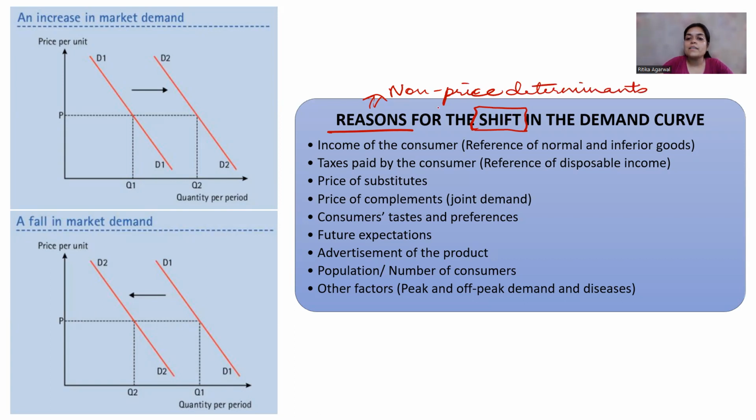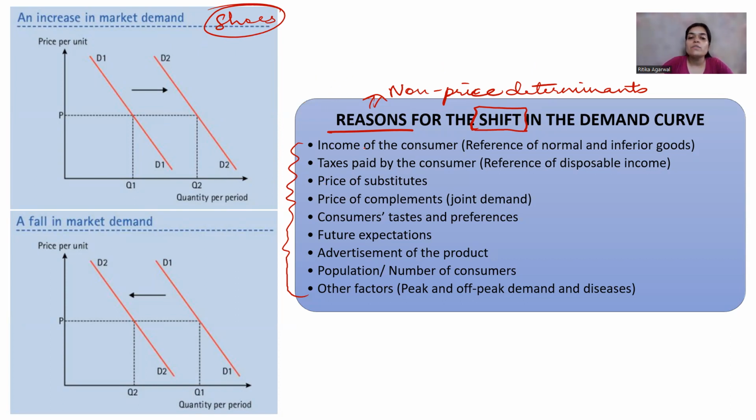Now, you can see that in all these reasons listed here, you will not find anywhere the price of the good that we are talking about. Suppose we are talking about shoes here, so we will not be talking anything about the price of the shoes under these reasons. We can look at the price of some other related good or some complementary good, but not the price of the shoes primarily.